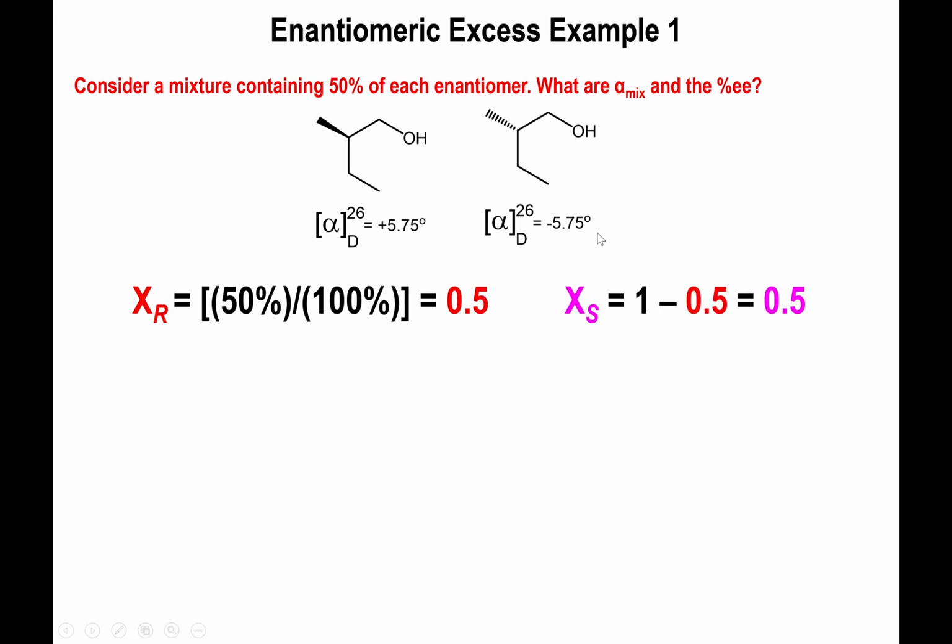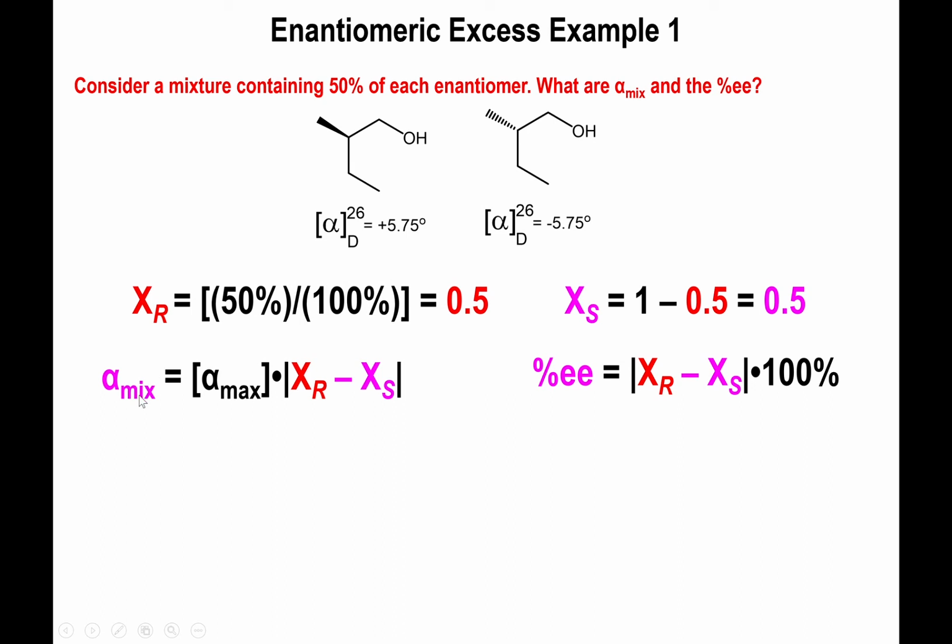And the S enantiomer, same idea. You could divide 50 by 100 or make use of the fact that the sum of the mole fractions has to equal 1. So subtract the mole fraction of the R enantiomer from 1. That gives you the S enantiomer. So unsurprisingly, they both are 0.5.